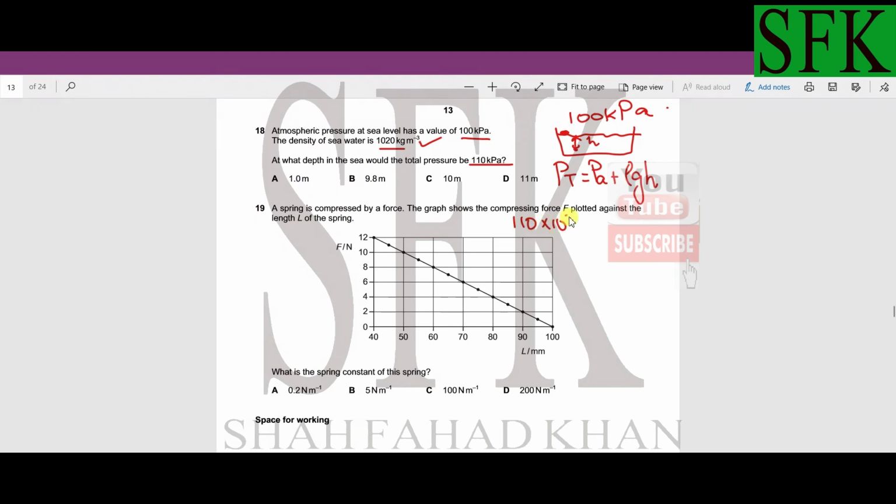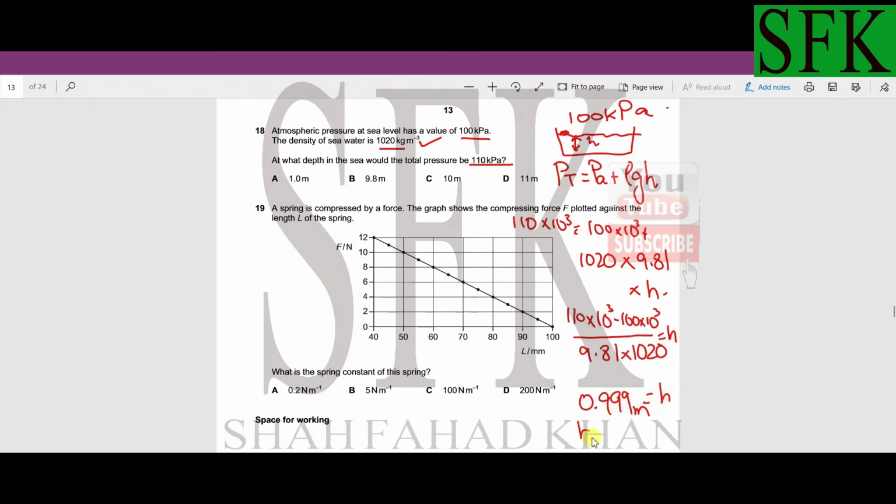110 kilopascals is equal to the atmospheric pressure, which is 100 kilopascals, plus the density of water, which is 1020, times g, which is 9.81, times h, and we need to calculate h. What is h? All right, so let's apply our math. We get 0.999 meters as the depth. This will round off to 1 meter. So answer option A should be the correct answer.